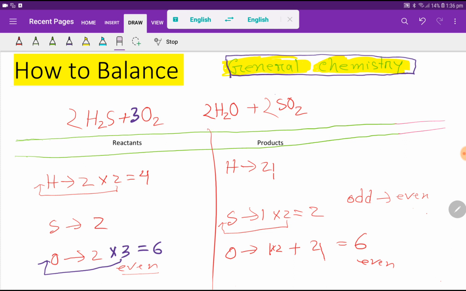So now you have to change this arrow sign with equal sign. So this is the balanced equation, right?